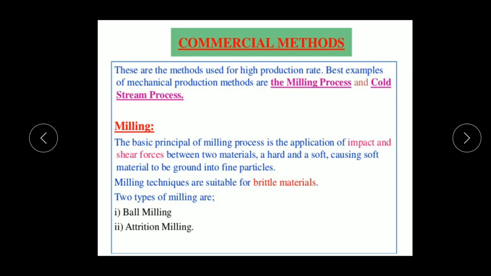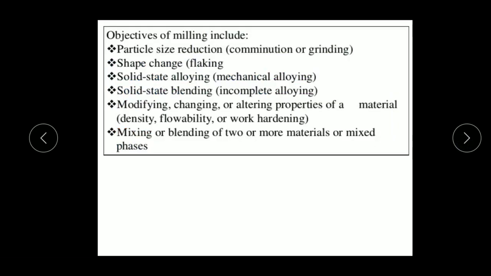The two types of milling are ball milling and attrition milling. The main objectives of this process are particle size reduction, comminution or grinding, shape change, flaking, solid state alloying, mechanical alloying, solid state blending, and modifying, changing or altering the properties of a material in terms of density, flowability or work hardening, and mixing or blending of two or more materials or mixed phases.